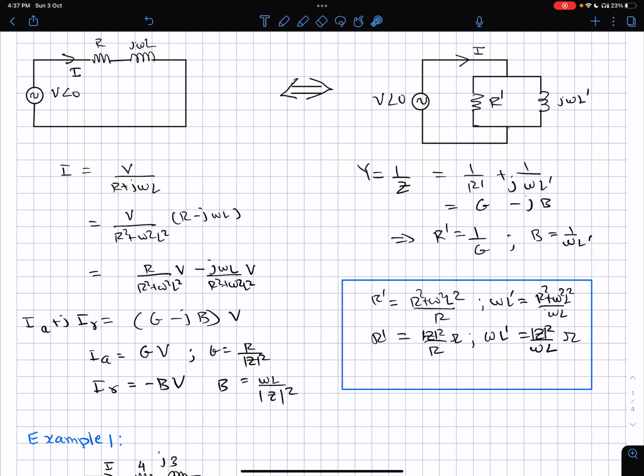So let's see. The first thing is that the current is V divided by R plus j omega L. Why? Because R plus j omega L is the impedance of the circuit, which if I multiply by the Z star, so Z is R plus j omega L, and the complex conjugate of it, Z star, will be R minus j omega L. If I multiply and divide the numerator and denominator by this complex conjugate, then what will I get?